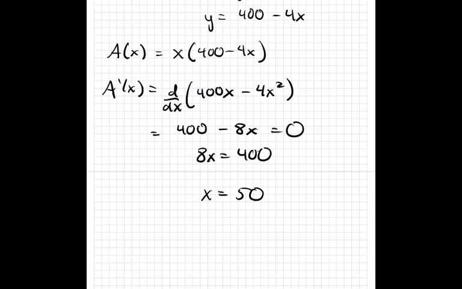Just to make sure that we can verify that it's concave down, let's go ahead and look at the second derivative, right? So the second derivative is going to be d by dx of 400 minus 8x, which is just going to be negative 8, which means that it's concave down, okay? Which means that we would have a maximum value at this critical value.